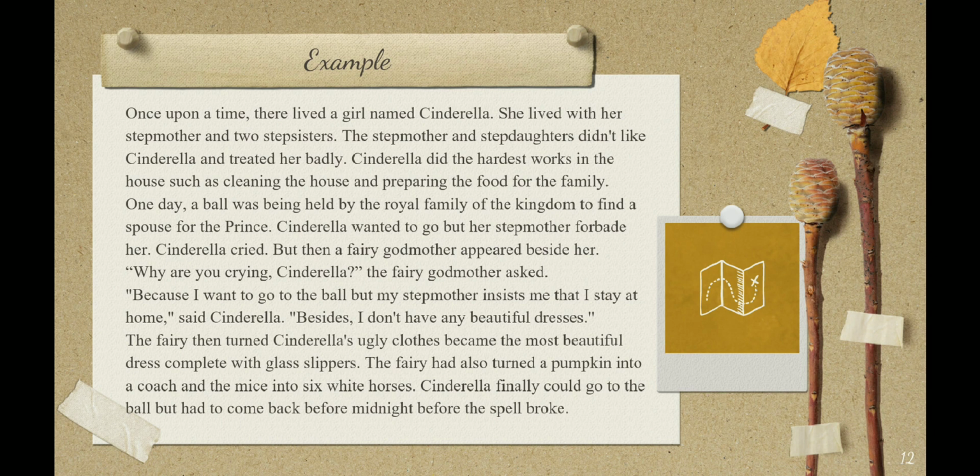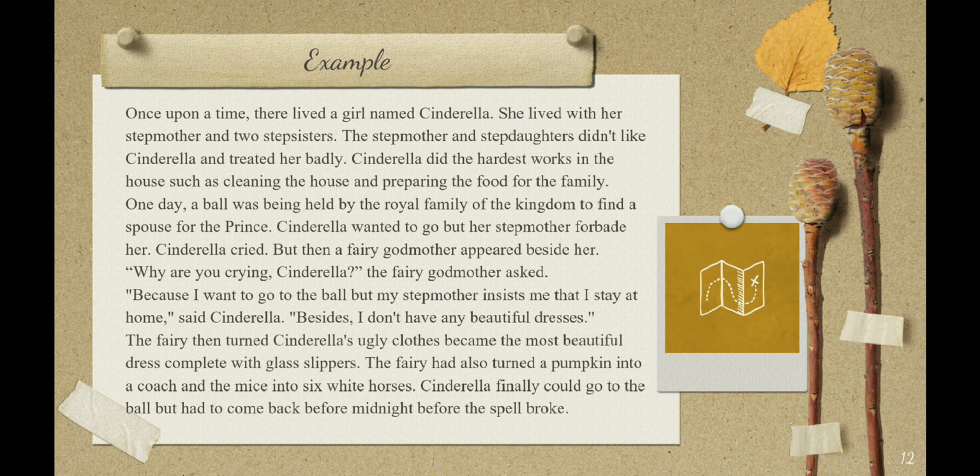Next is an example of narrative text. For more detail, let's look at the example of narrative text. Once upon a time, there lived a girl named Cinderella. She lived with her stepmother and two stepsisters. The stepmother and stepsisters didn't like Cinderella and treated her badly. Cinderella did the hardest work in the house, such as cleaning the house and preparing the food for the family.